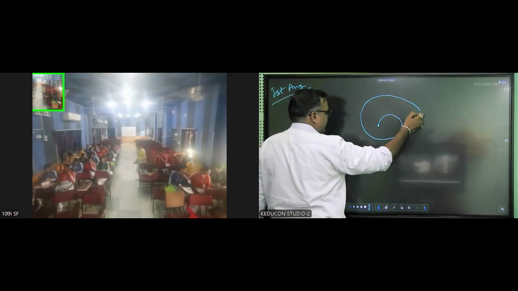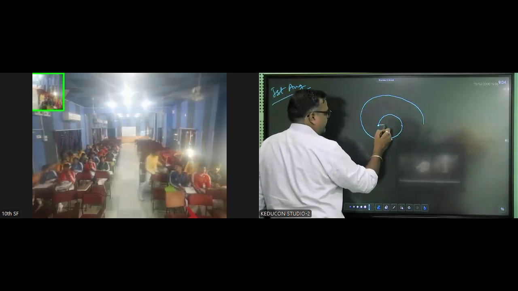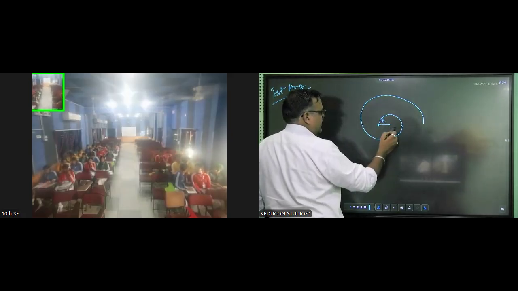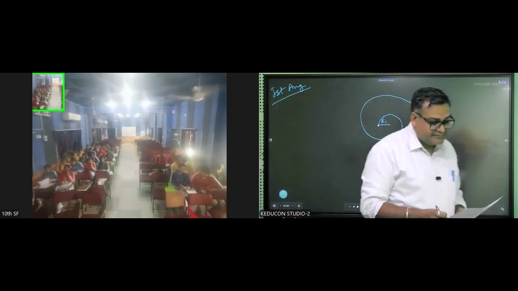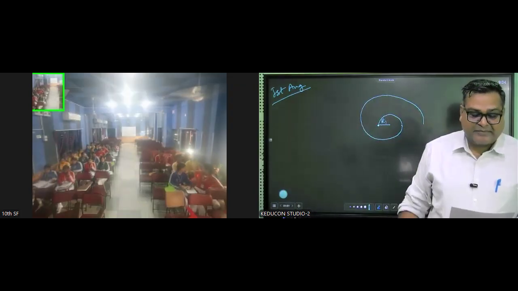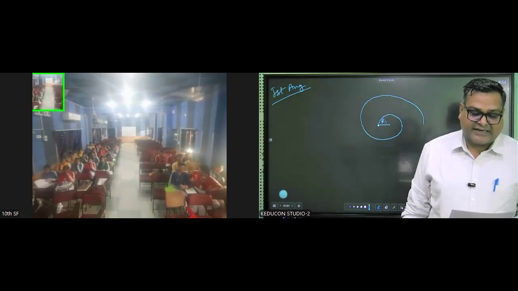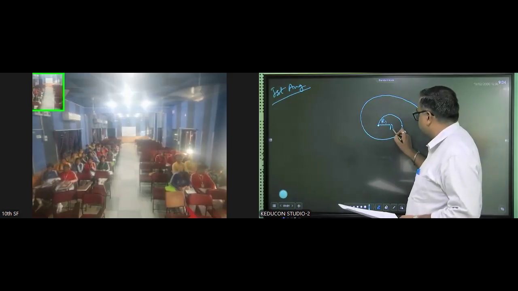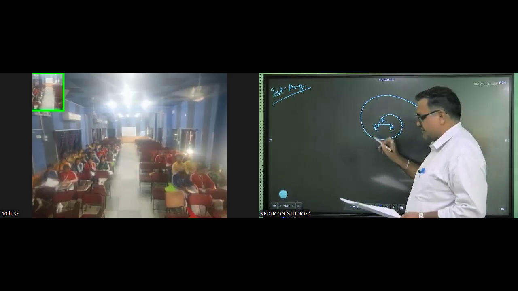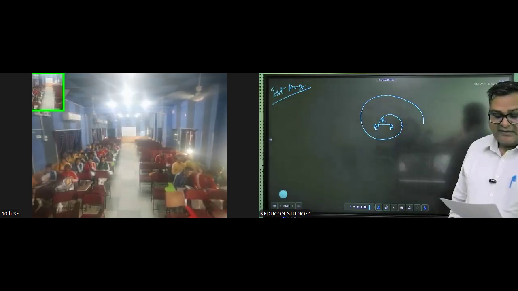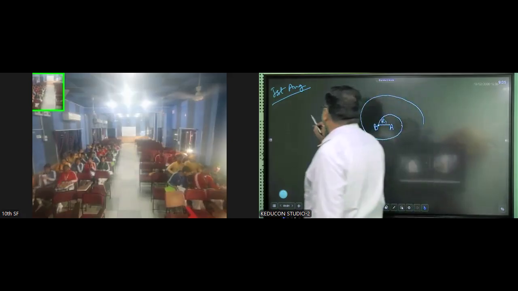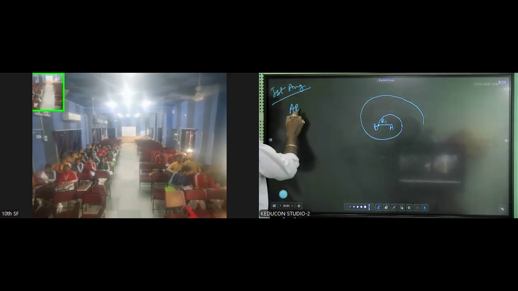Every semicircle means this is the radius of the first semicircle. The spiral is made up of successive semicircles with centers alternately at A and B. Means the first center, students, is at A, the second is B. Of radii 50 centimeter means AB is 50 centimeter.